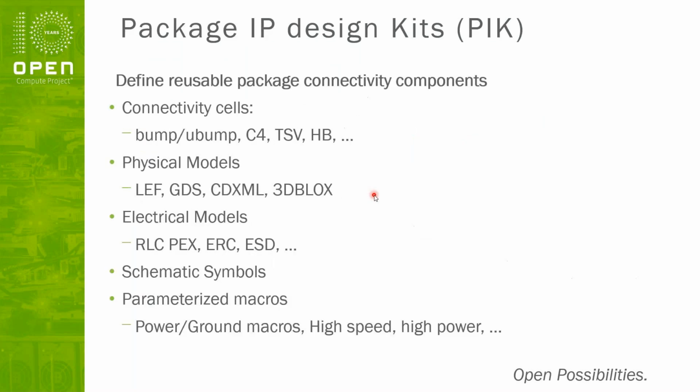But again, this could be an alternative for this up here. Okay, so this is the kind of the connectivity cells that I talked about, your bumps, microbumps, C4, TSVs, hybrid bond. So the physical models for when you're doing your package design and analysis, LEF, GDS. CVMXL has some of that mechanical type information in 3D blocks as well. And then electrical models. So the parasitics for some of these complex structures like TSVs, providing models for those, possibly custom ERC type checks and ESD checks, schematic symbols for more of the analog type structures, and possibly parameterized macros.